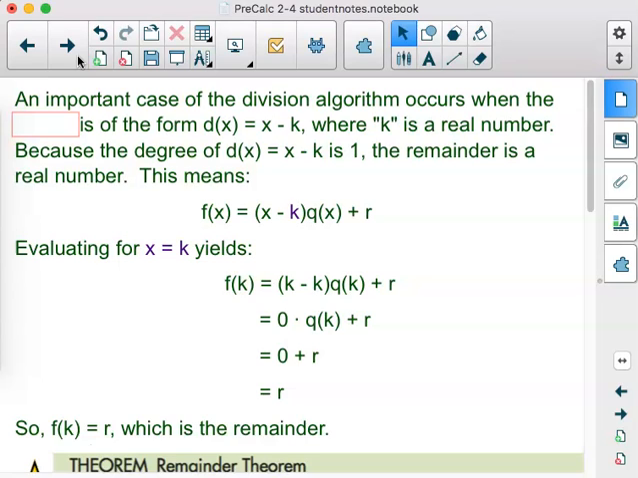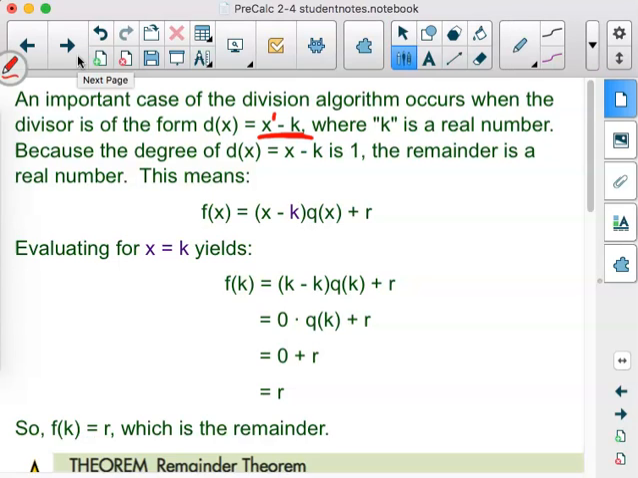An important case of the division algorithm occurs when the divisor is of the form d of k equals x minus k. That makes it a linear factor. And that's because this is an x to the first, and x to the first graphs as lines. So like it says, d of x is x to the first minus k, where k is a real number. Because the degree of d of x equals x minus k is 1, the remainder is a real number.